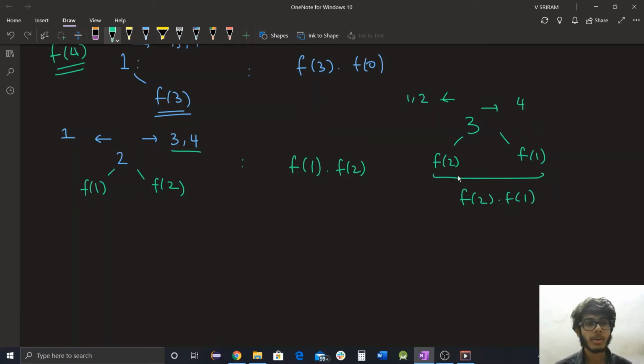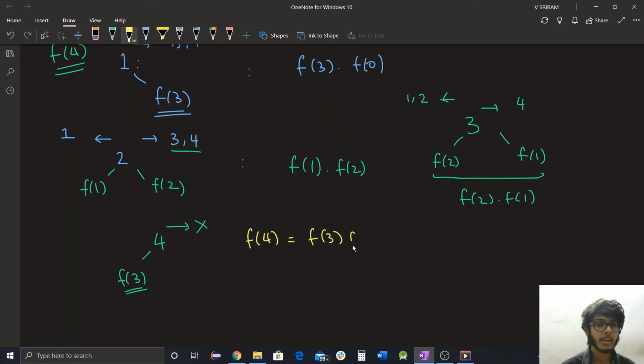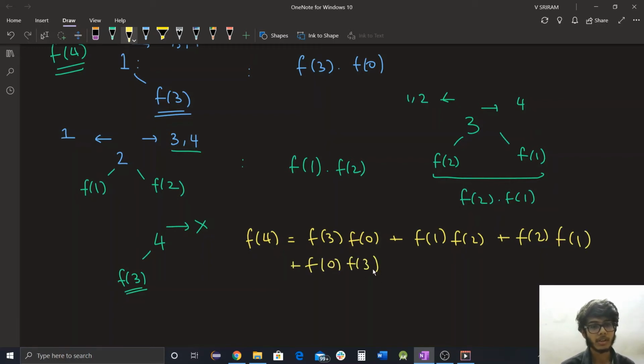Now the only root node that is left is 4. If 4 is the root node, no element can be present on the right side of 4, because 4 is the largest element, and we need to accommodate 3 elements to the left, that is f3 number of ways. So now adding all these values, f of 4 is nothing but f3 into f0 plus f1 into f2 plus f2 into f1 plus f0 into f3.